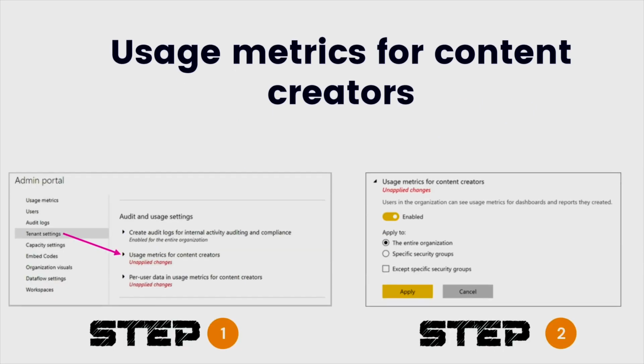Usage metrics for content creators. As I mentioned earlier, it can be turned on or off by the admin, so you should know how to go into this one. In order to do this, you have to go to your tenant settings. Under tenant settings, you will go to the audit and usage settings, where you will find the usage metrics for content creators option. There you can enable or disable it, and then you can apply the changes. After a short while, I'm also going to show you on my Power BI service so that you can get a feel for how it actually works.